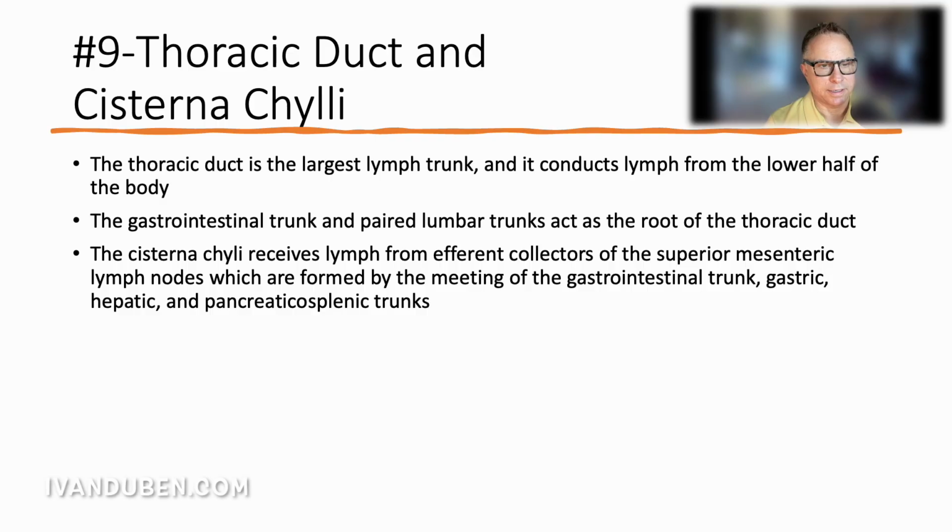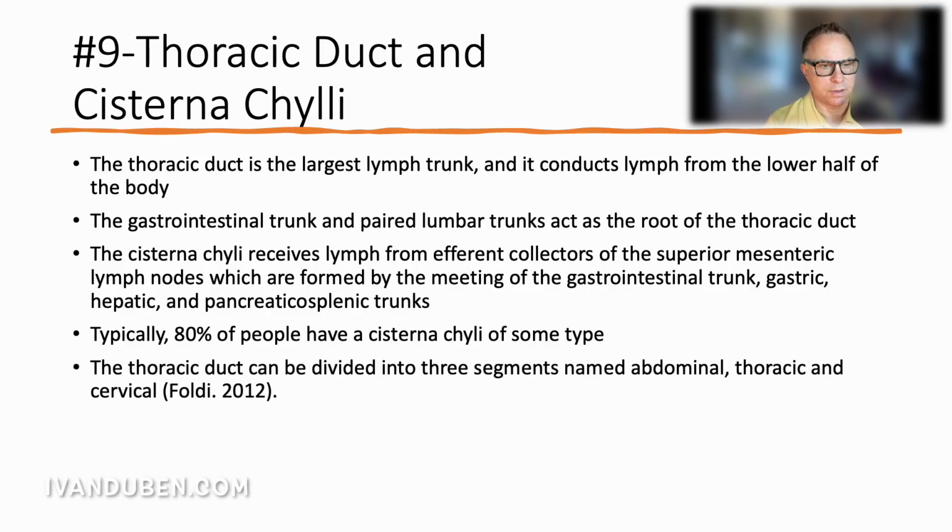The cisterna chyli receives lymph from the efferent collectors of the superior mesenteric lymph nodes, which are formed by the meeting of the gastrointestinal trunk, gastric, hepatic, and pancreatico-splenic trunks. Typically, 80% of people have a cisterna chyli of some type. The thoracic duct can be divided into three segments named abdominal, thoracic, and cervical.